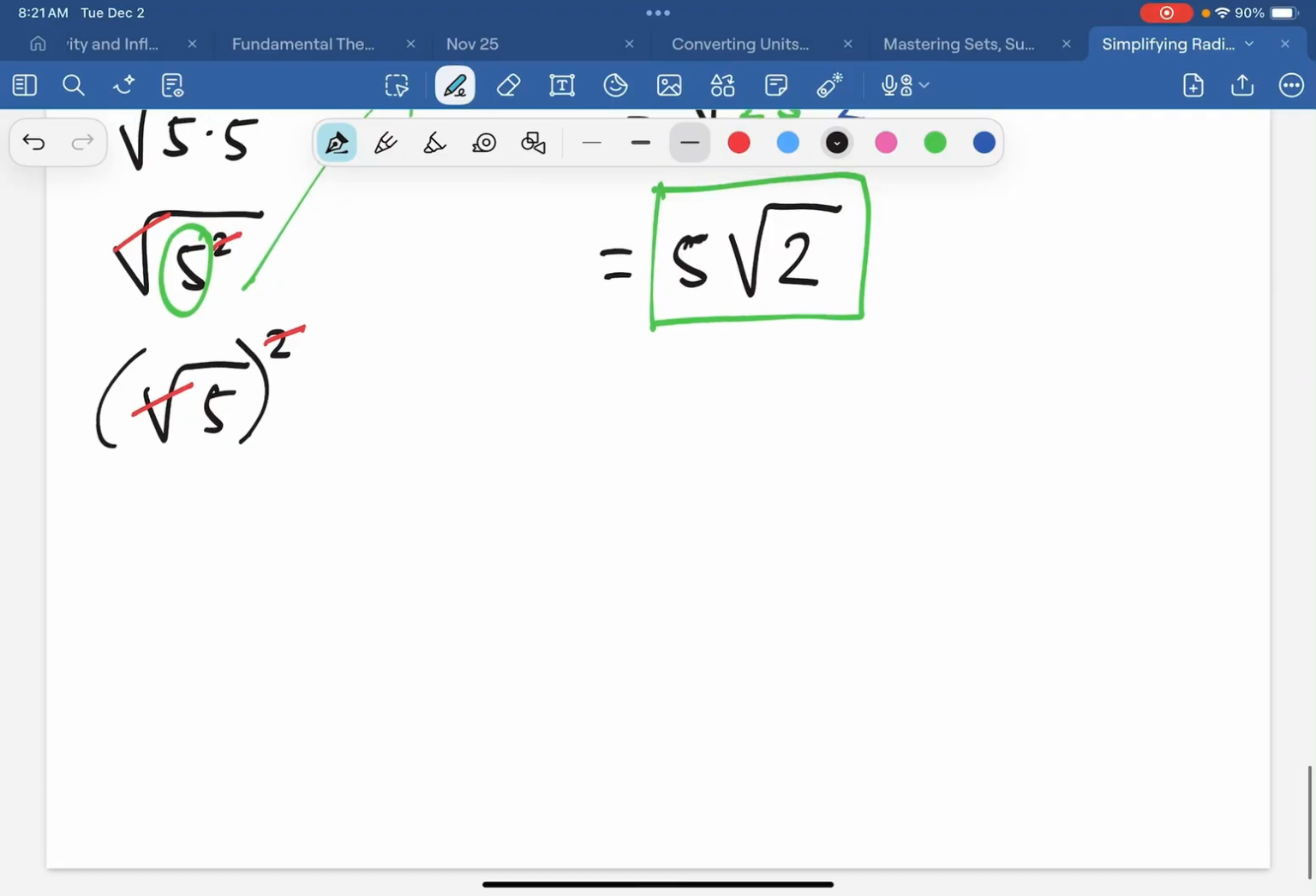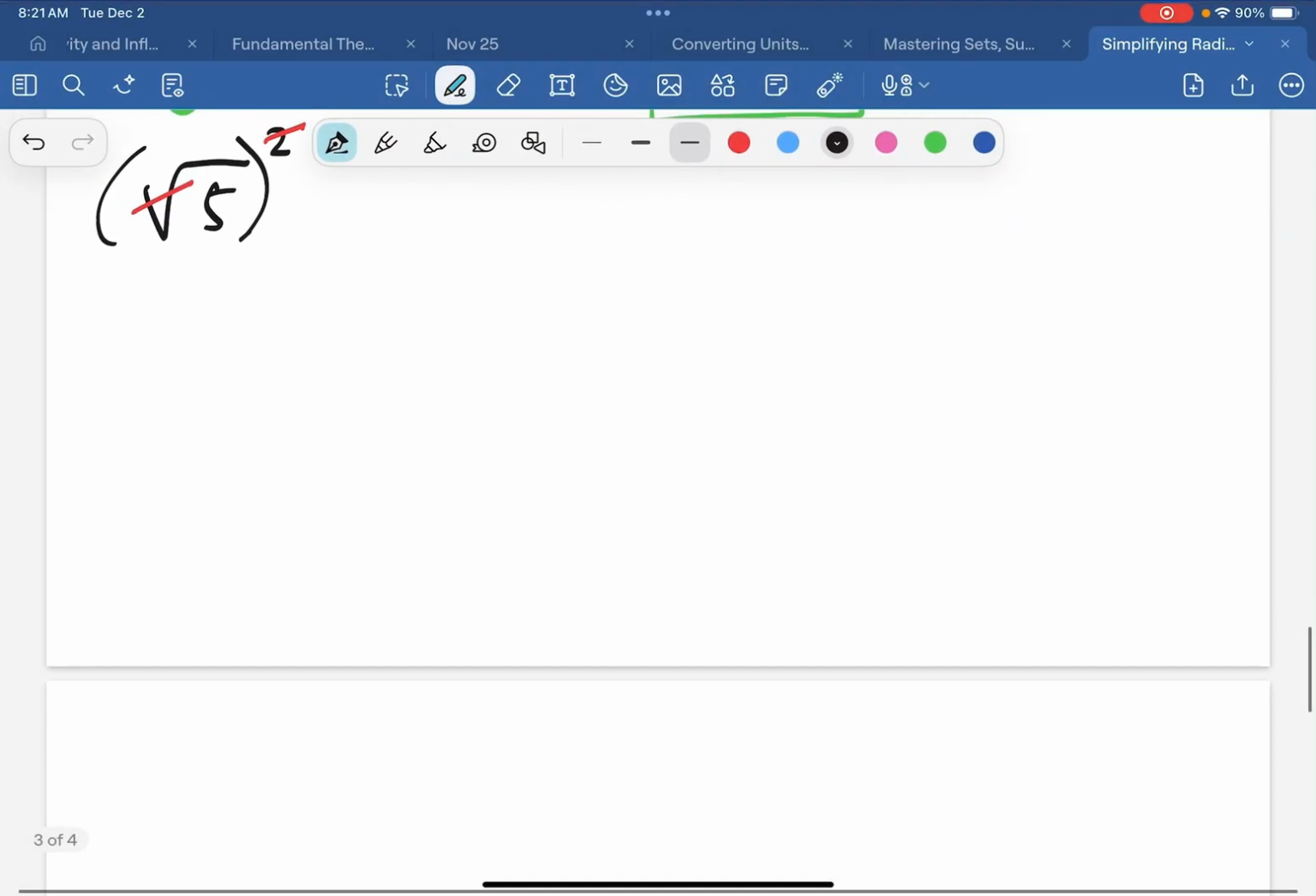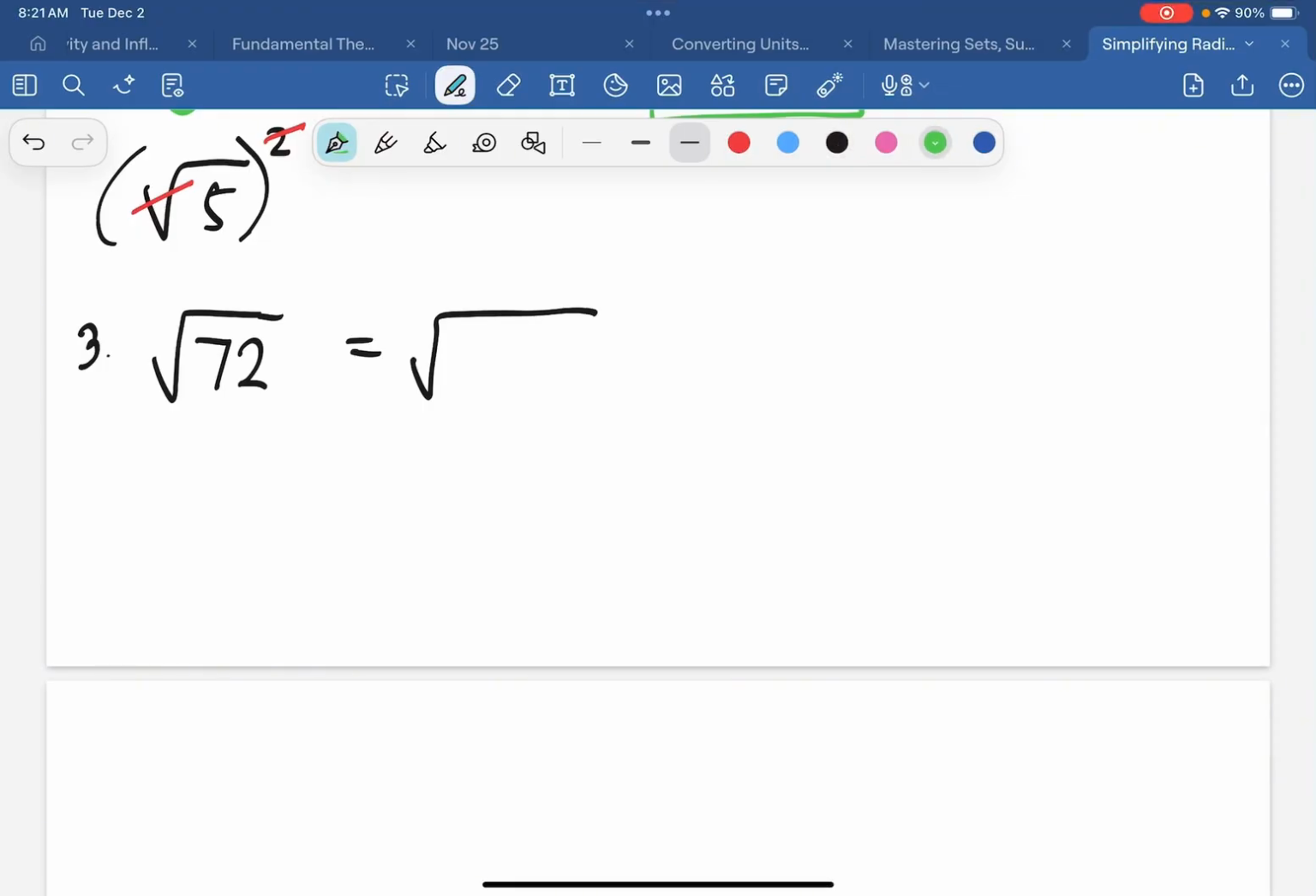Let's try another example. Wait, let me add a thing here. So we have square root of 72. So think of a perfect square number, let's label it again as A, and a non-perfect square number, that when you multiply the both of them, their answer would be 72. I will give you 10 seconds for you to think of it. Time starts now.